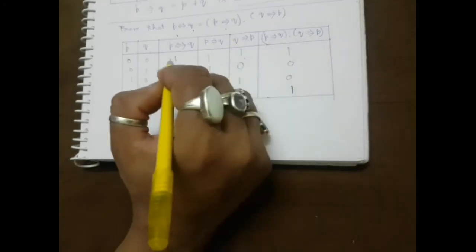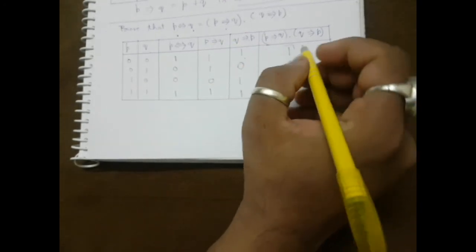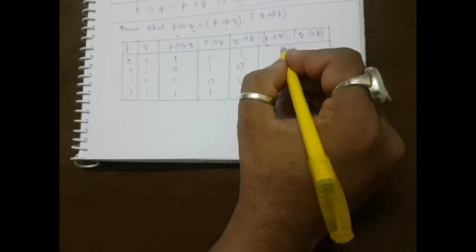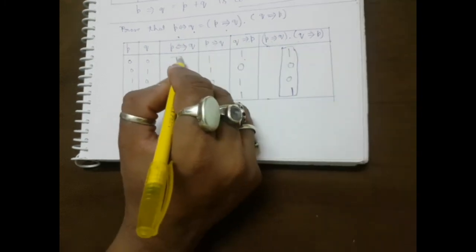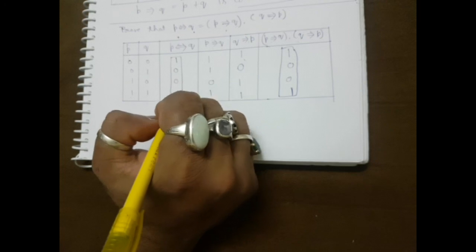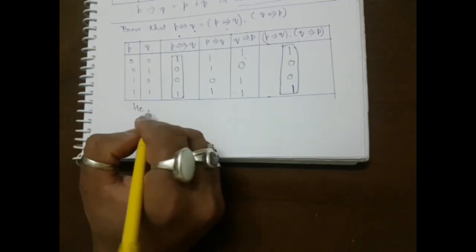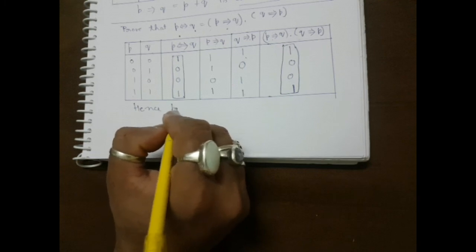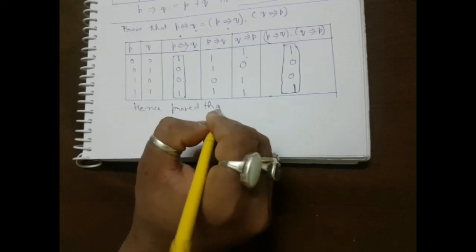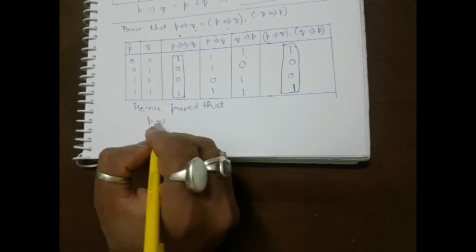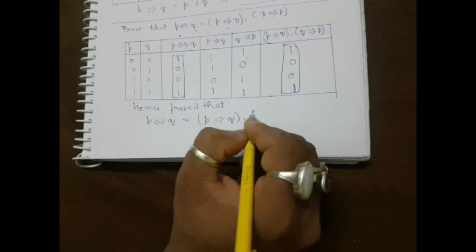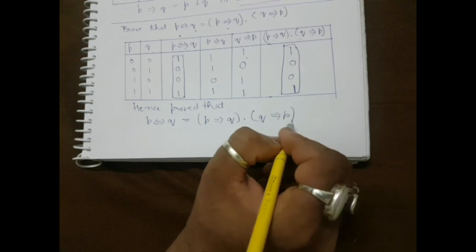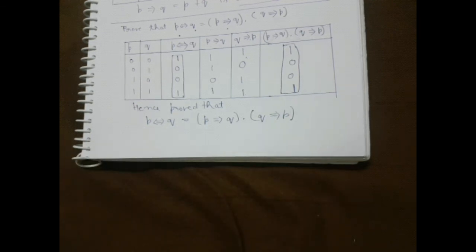Now you can see the set of truth values for P conditional Q dot Q conditional P is the same as for P biconditional Q. So we can say hence proved that P biconditional Q is equivalent to P conditional Q dot Q conditional P. Alright, I hope you have understood all the examples well. Thank you.